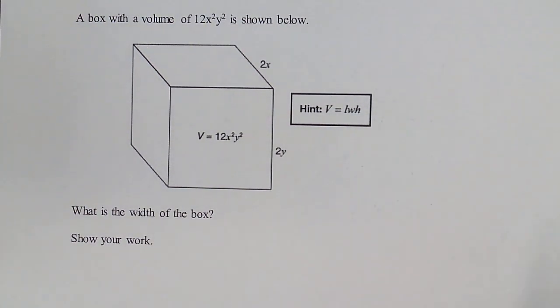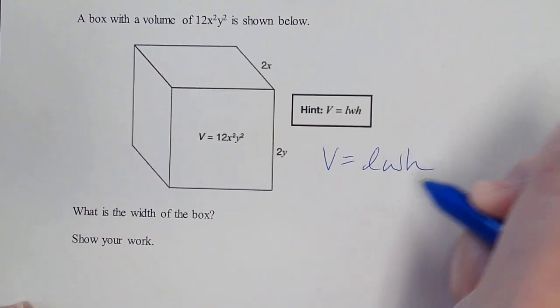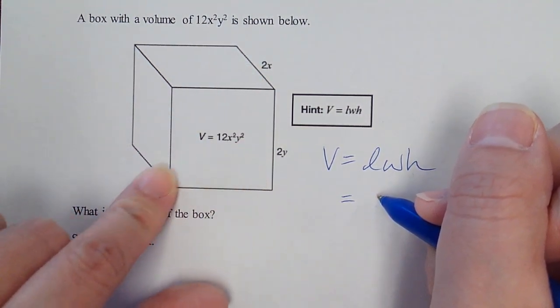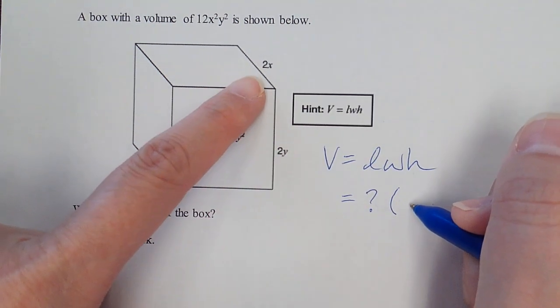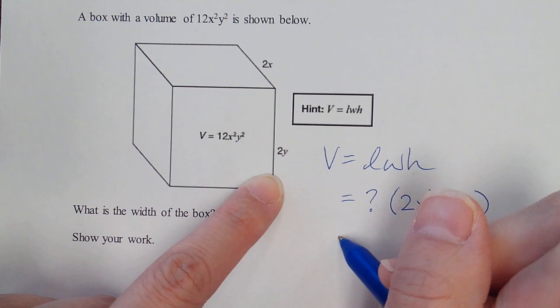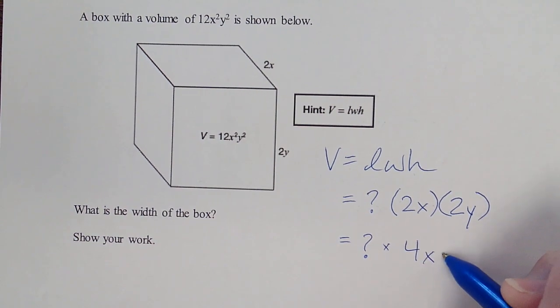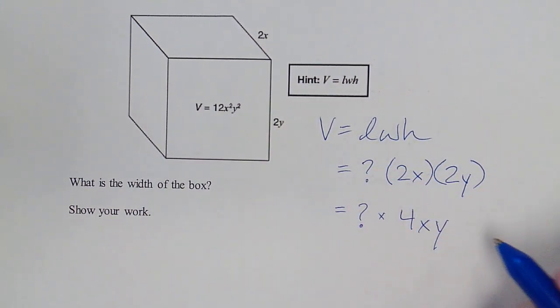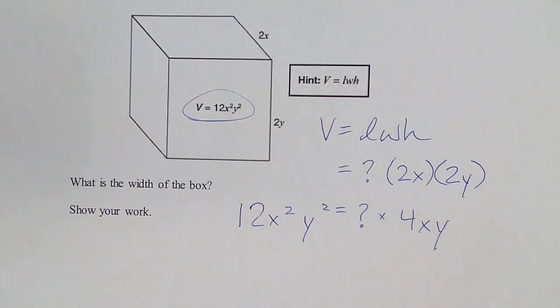All right, this one right here. Similar questions with the cube. So I guess EQAO really loves to ask rectangular prism questions. Volume of a rectangular prism. So volume equals length times width times height. I don't know what the length is, and then I'm multiplying it by my width, which is 2x, and by the height, which is 2y. So I have something times 4xy. The answer I want to get is this right here, 12x squared y squared.